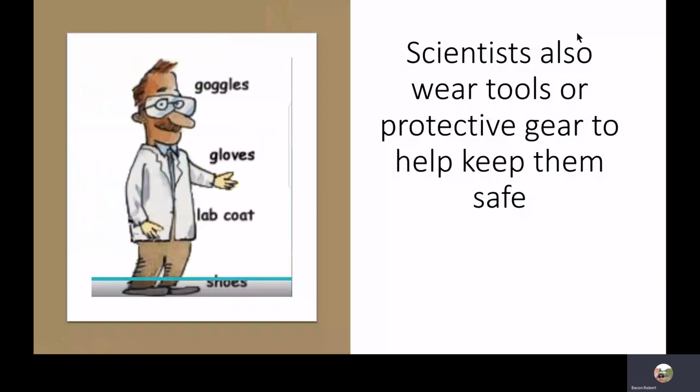We also wear tools or protective gear to help keep us safe when we're working in science lab or doing science at home, such as goggles to protect our eyes, gloves to protect our hands, a lab coat to protect our clothes and our body, good shoes, maybe even steel-toed shoes if you're working with heavy materials. And we all have to wear masks now anyway, but masks are helpful in science if you're working with chemicals. So these are things to keep us safe when we're working in science. You always want to protect yourself.